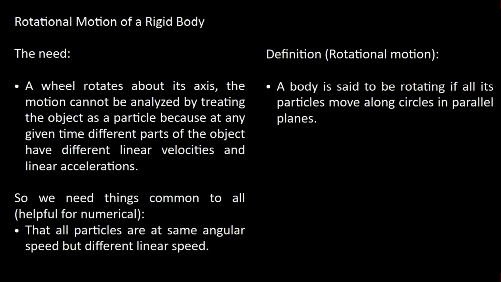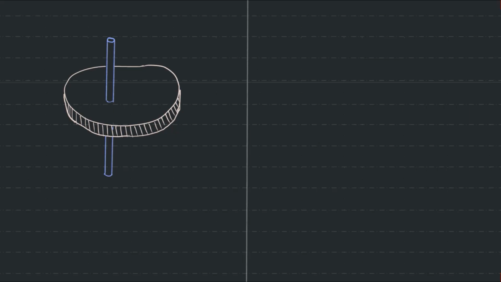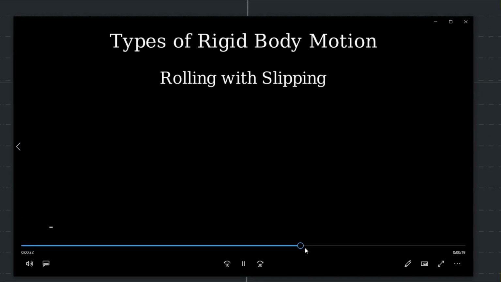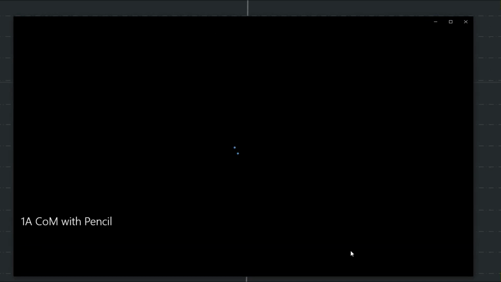The motion cannot be analyzed by treating the object as a particle, because at any given time, different parts of the object have different linear velocity and linear acceleration. We have seen this in the last chapter, I guess. So if I have an object, or I can go to the video itself. So each of these parts, or let me go to this itself.